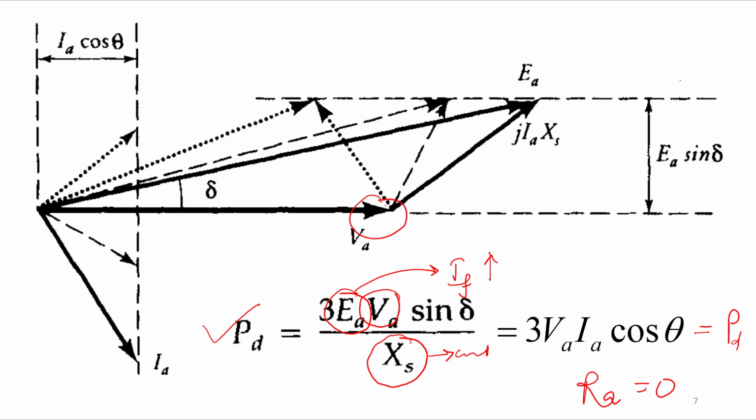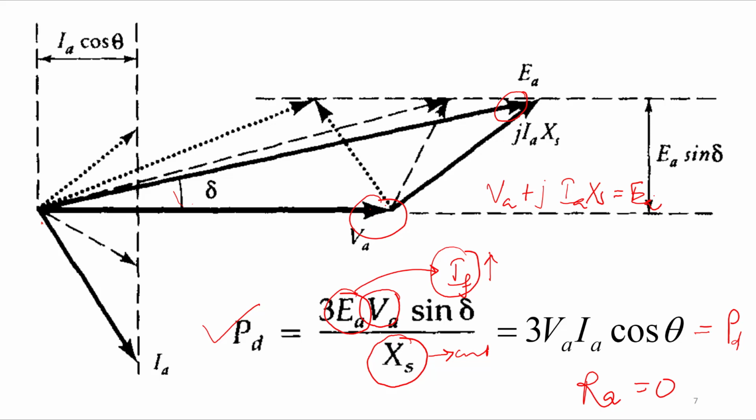So in order to maintain this EA sine delta, your delta will vary as per your variation in the IF. As you change the field current, your delta will vary. The first thing we see here is VA, where the IA is the dark line, and we have plotted EA because VA plus JF IA XS is equal to EA.